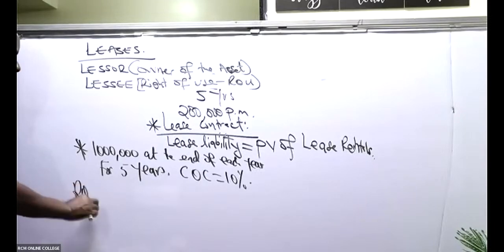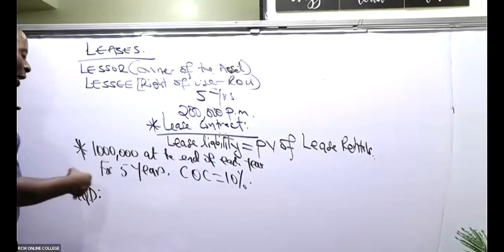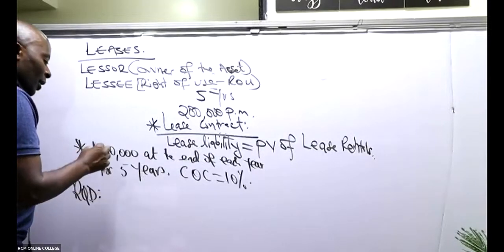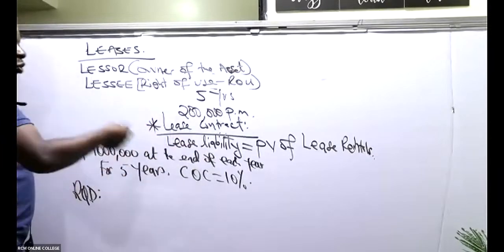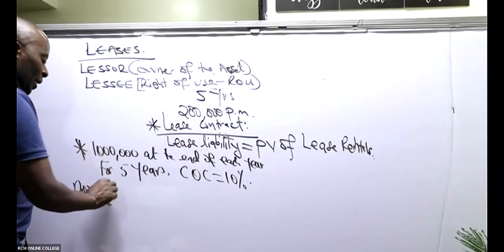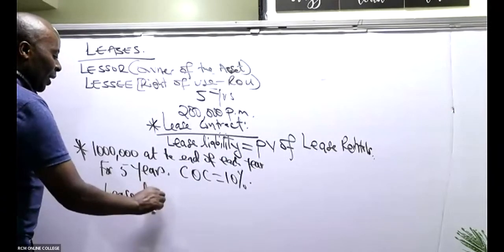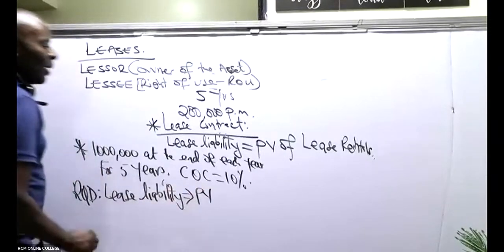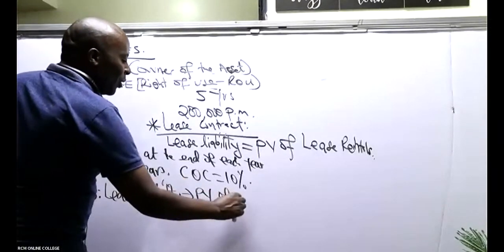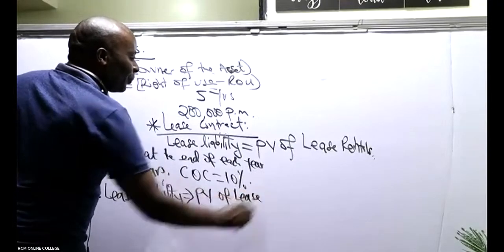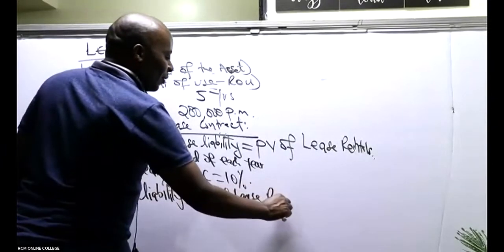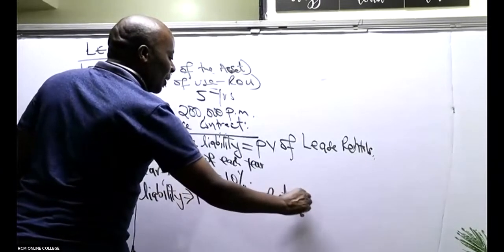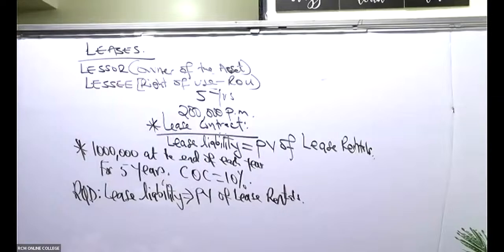Now, ladies and gentlemen, we are required to do something very simple. We are required first of all to know the amount of lease liability we owe. How do we get the lease liability? Can I give you 2 minutes? Somebody should be able to give me the present value of these lease rentals. The present value of the lease rentals is automatically going to become my lease liability.